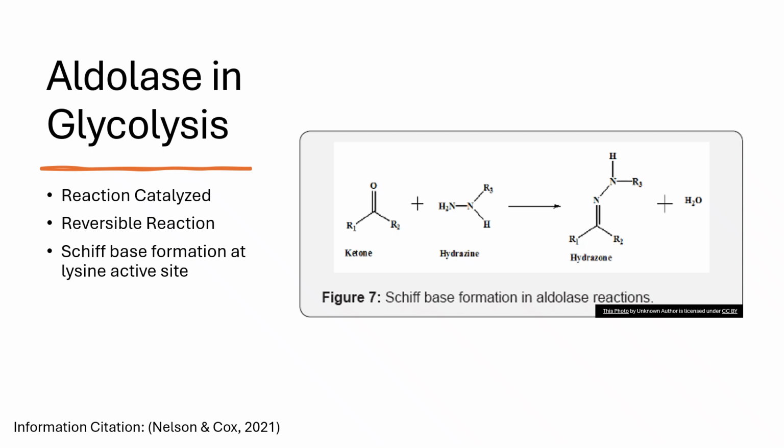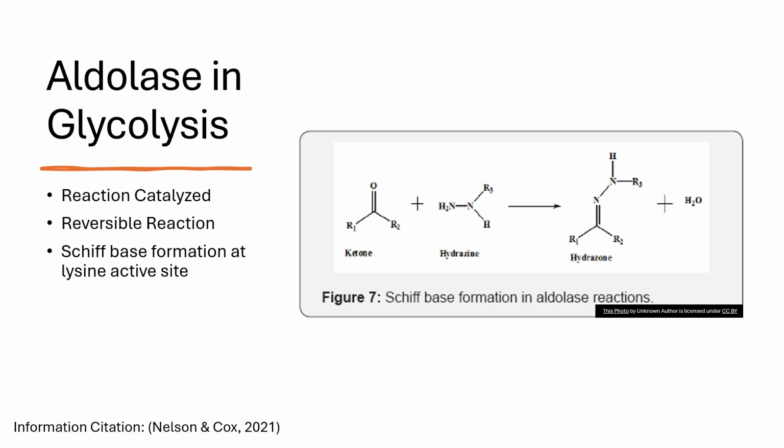This aldolase reaction is fully reversible under certain physiological conditions. In glycolysis, it breaks down F1,6BP. In gluconeogenesis, it catalyzes the reverse reaction, forming F1,6BP from G3P and DHAP. The direction of the reaction depends on the substrate and product concentrations.